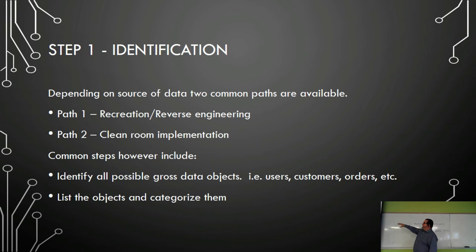Catch 22. However, the common steps include identifying all possible gross data objects, also known as entities, such as customers, orders, products, parts, addresses, that kind of stuff. Then you want to list the objects and categorize them. So you break them down, list them out, maybe start drawing a little ERD, or build up a grid, whatever works for you, and you categorize them.